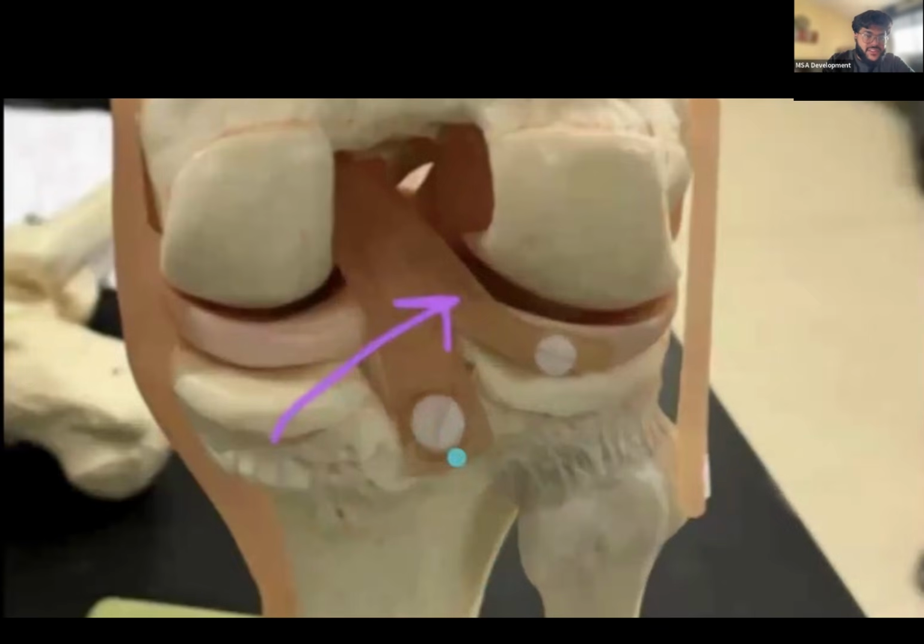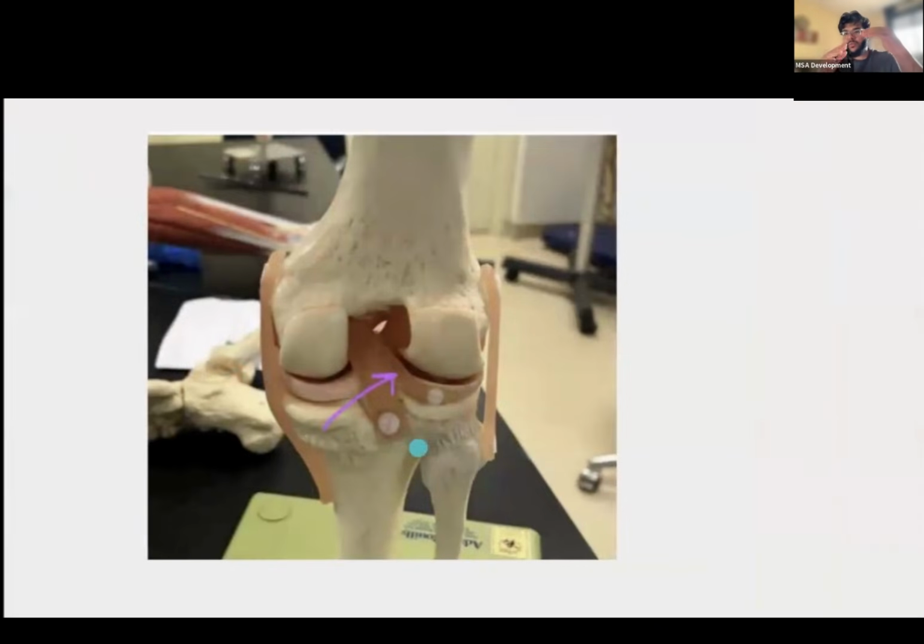Next up, what is this structure? We can see that this is lateral and this is medial, so we're looking at the right knee. You can see this ligament that goes from the posterior aspect of the tibia to the anterior aspect of the femur, so this is the posterior cruciate ligament. It goes from posterior to anterior. If this is the lateral view, it would attach from over here on the femur and go over here on the tibia.